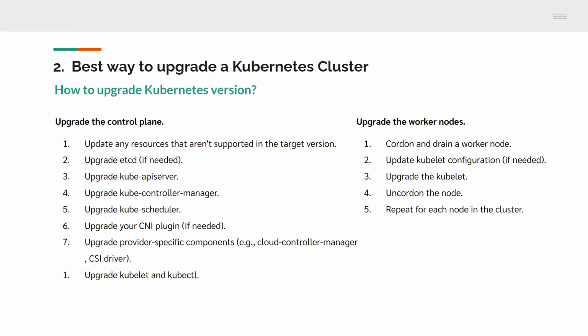So how can we upgrade the Kubernetes version? You can see here it is step by step, and it has many steps. You have to update etcd, the kube API server, the controller manager, kube scheduler, and the CNI. If you are using a cloud provider, you need to upgrade the provider-specific components like the cloud controller manager and CSI driver. About the worker nodes, you have to cordon and drain the worker node, update the kubelet configuration, uncordon the node, and repeat with each node so the workload can move to another.